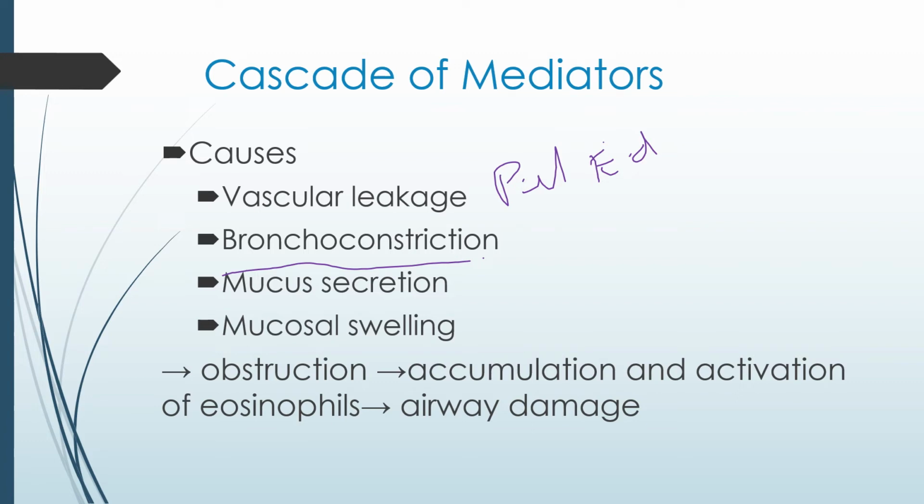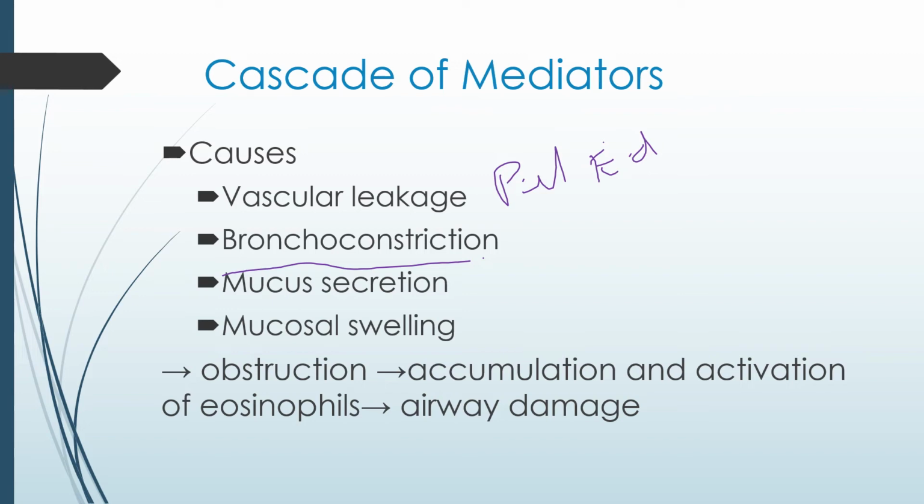So with that mucosal swelling, what happens? Well, we have a higher chance of obstruction, not only because of the mucosal swelling, but remember at this point we have bronchospasms, so a smaller radius of the airways, and we're going to have more issues there. So we're going to have an accumulation and activation of eosinophils, and then obviously airway damage.